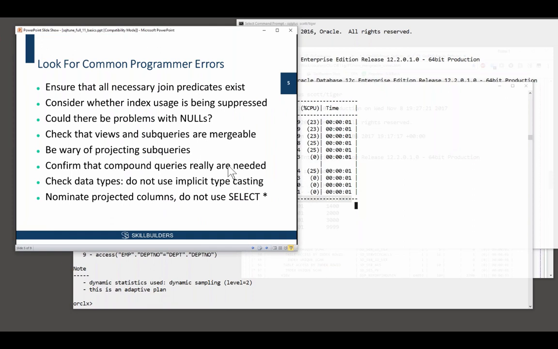Compound queries. Set operators. Some people love them. Some people never need them, never use them. They should be used in a considered fashion. Again, it's a problem often when queries are modified. Take a simple example. Again, the examples I'm giving are trivial. You have to generalize them.